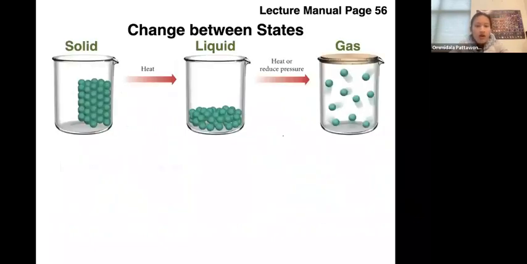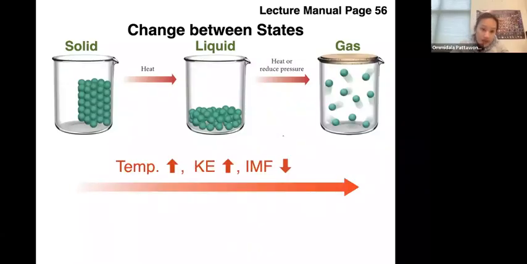Okay, so if we're looking at how the change between states happens, and we tie that back into temperature and kinetic energy and also IMF, we can see this. As you increase temperature, you are increasing kinetic energy. So in this case, molecules are going to be able to move more, because as the temperature increases, kinetic energy increases, and the motion will also increase. As you increase further, you are eventually going to reduce the intermolecular forces, and that is going to cause the state of matter to change form, for example from solid to liquid and to gas.